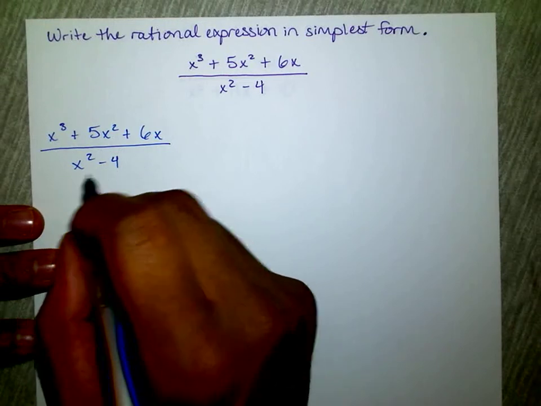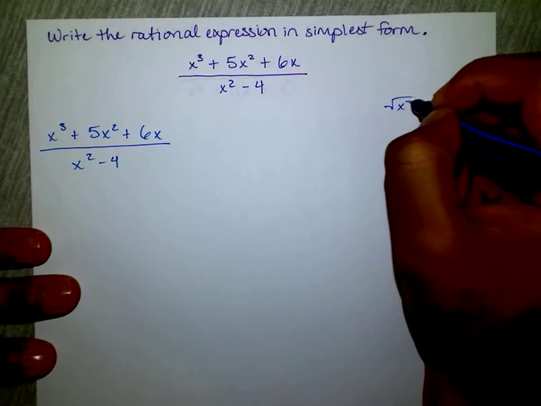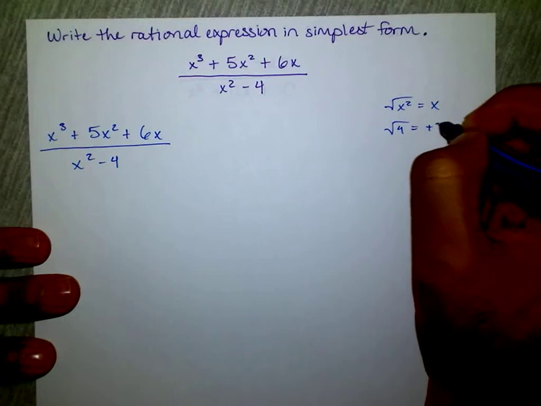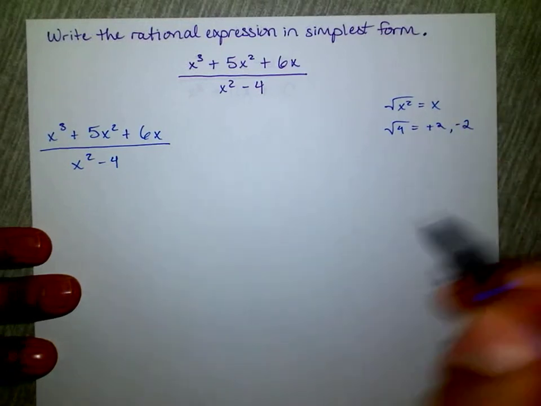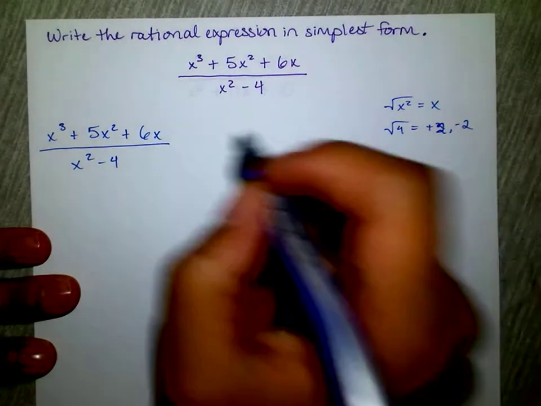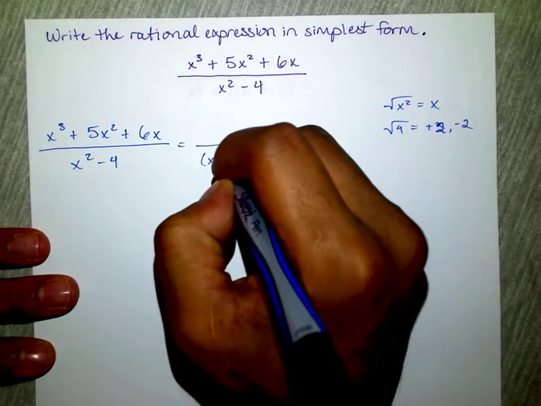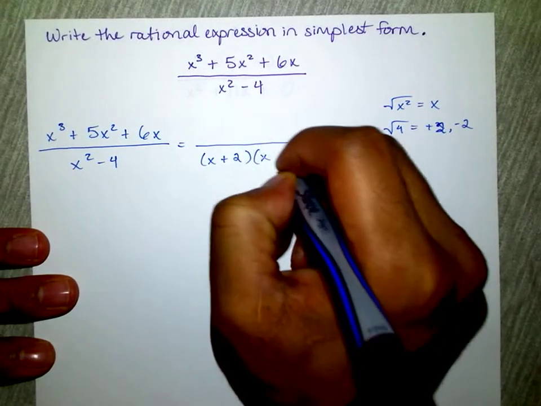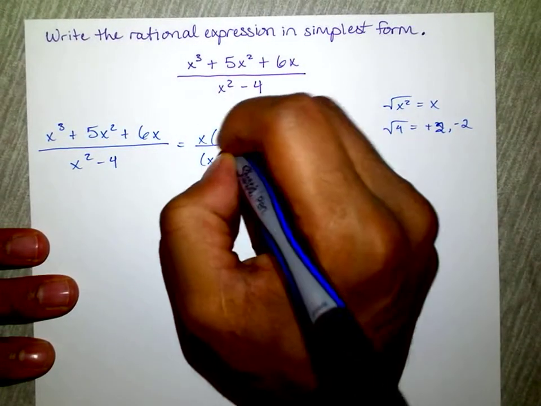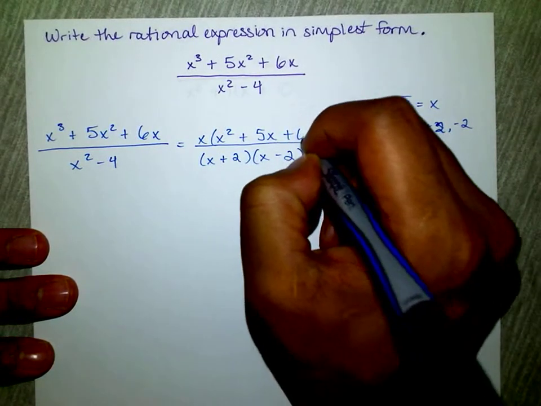Now on the bottom, once again, I notice that this is a difference of squares. So on the side over here, the square root of x squared is x. The square root of 4 is plus 2, minus 2. So on the bottom, I can at least go ahead and put x plus 2, x minus 2. And on the top, I'm going to go ahead and factor out an x. So that's going to leave me with x squared plus 5x plus 6.